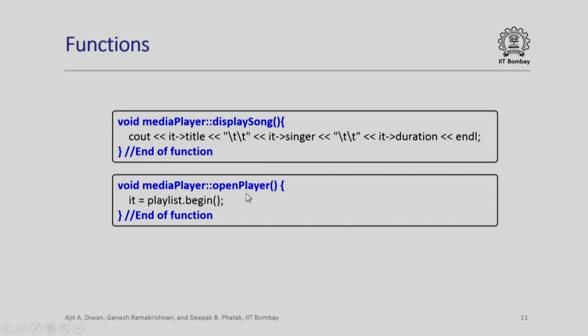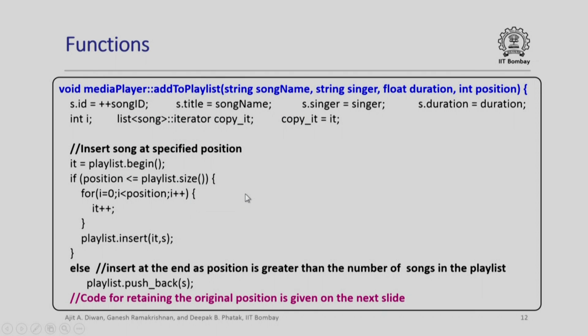The open player is the initialization function which merely sets the iterator at the beginning position of the playlist. Next comes the addition to the playlist. So here I will have the song name, singer, duration, position as parameters. All of these are assigned to various components of S. So S dot ID, I increment the song ID, which is the static integer that we have been carrying on. Then I insert title, singer, duration, etc.